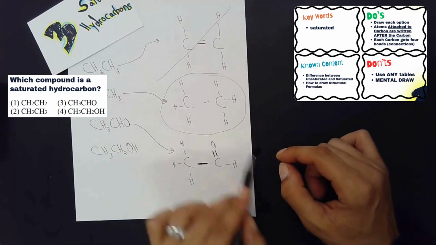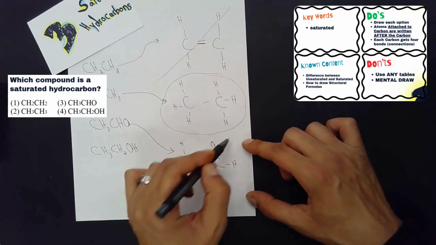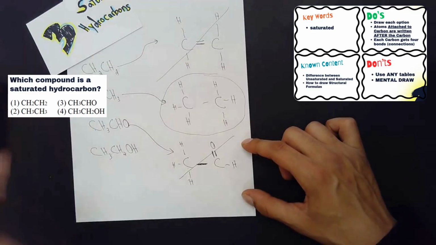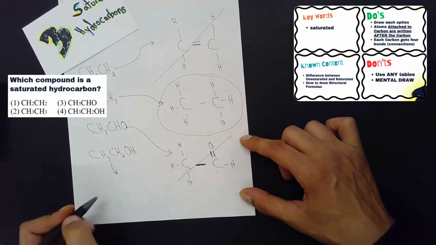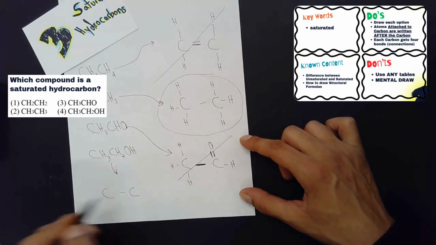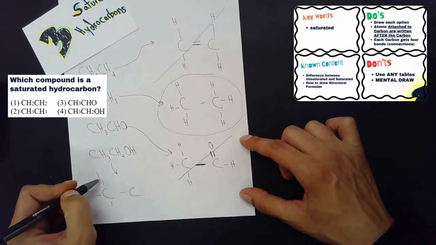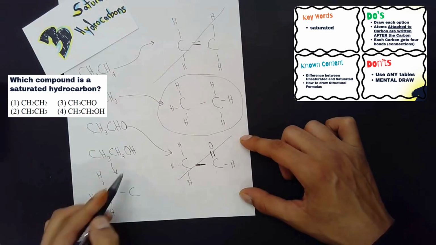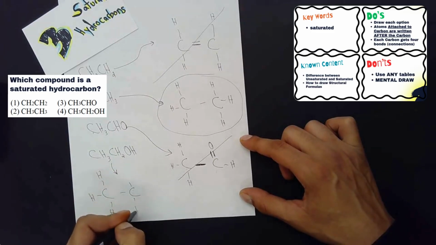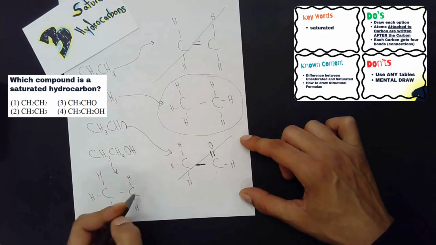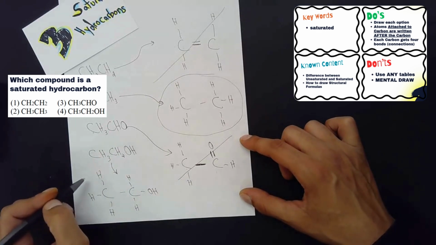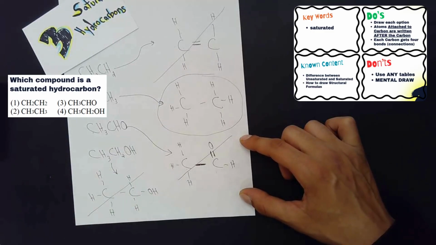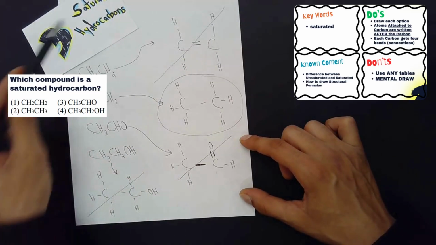So this is an aldehyde, and this is not what we're looking for. It is not a saturated hydrocarbon. The last one, again, we have 2 carbons. This one has 3 hydrogens on it. This one has 2 hydrogens on it. And it also has a hydroxide group, an OH group. This molecule right here is an alcohol. Once again, it is not a saturated hydrocarbon.